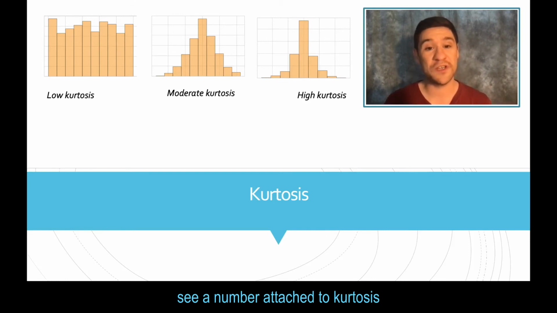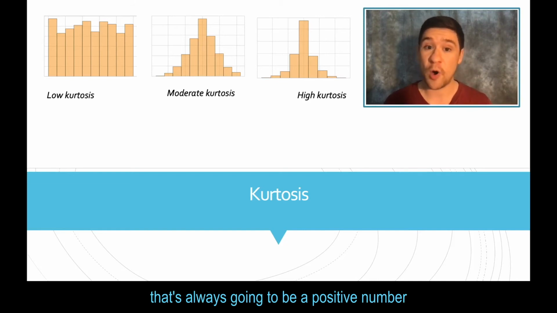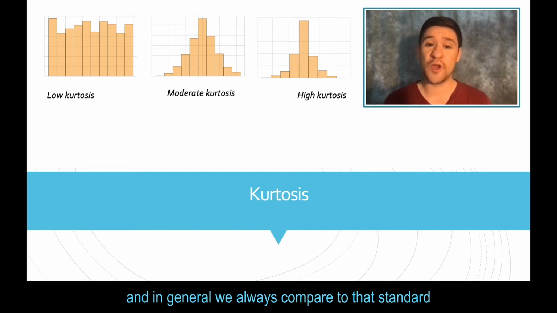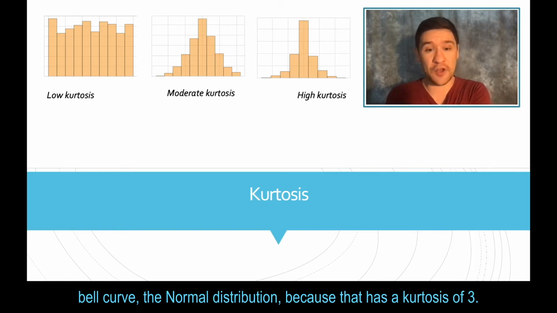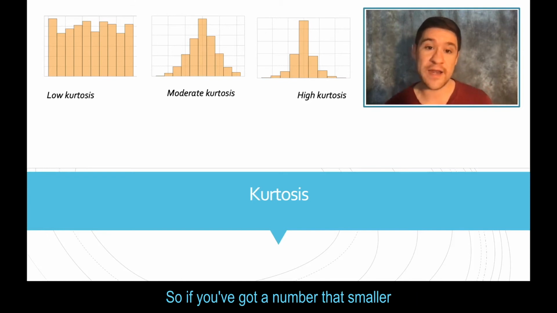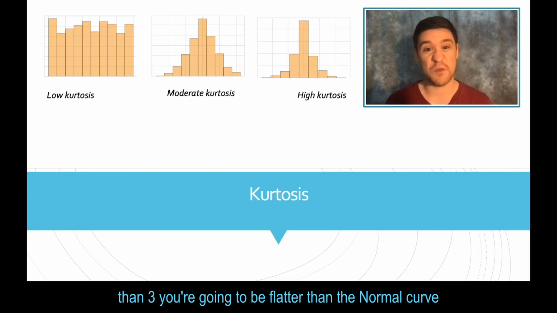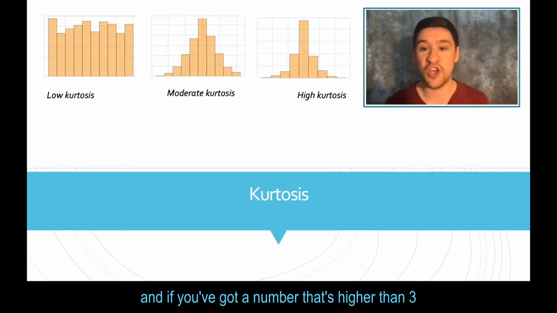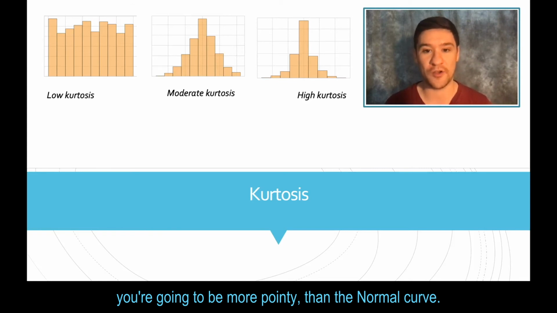But if you do see a number attached to kurtosis, that's always going to be a positive number. And in general, we always compare to that standard bell curve, the normal distribution, because that has a kurtosis of 3. So if you've got a number that's smaller than 3, you're going to be flatter than the normal curve. And if you've got a number that's higher than 3, you're going to be more pointy than the normal curve.